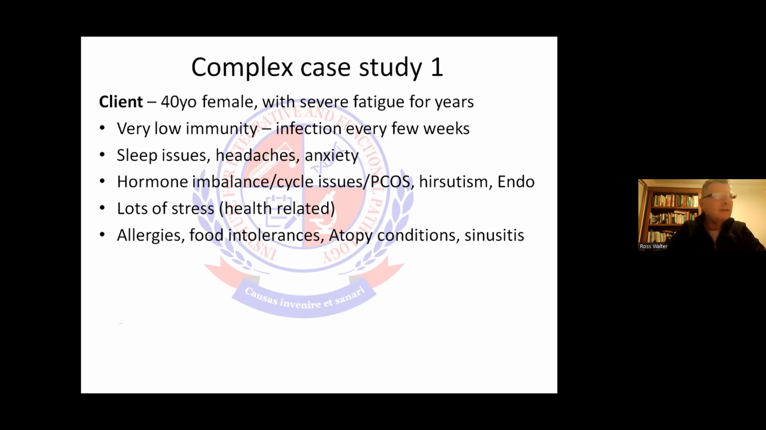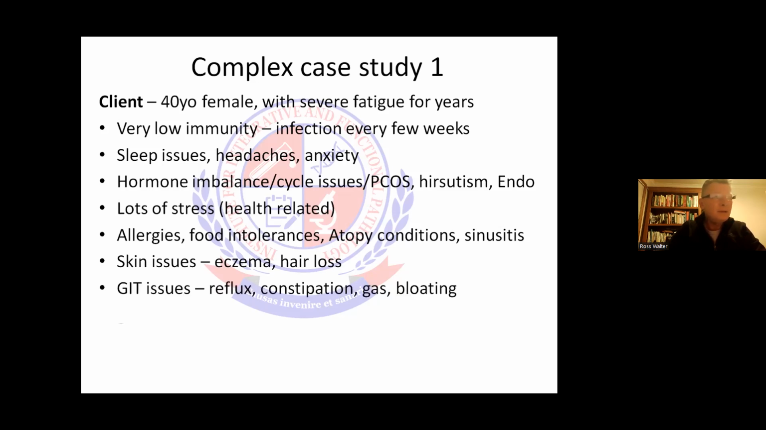Allergies, food intolerances, atopy-type conditions, sinus and congestion and sinusitis that's related to allergies as well. Lots of skin issues, eczema, poor nails, hair loss, and quite thinning hair. Lots of digestive issues: stomach issues with reflux, but then further down, constipation, gas, and bloating as well. Osteopenia, the first level of weakened bones or reduced bone density, which really shouldn't be happening at her age. At 40, we usually tend to see this more in menopausal women, probably 10 years older than this.